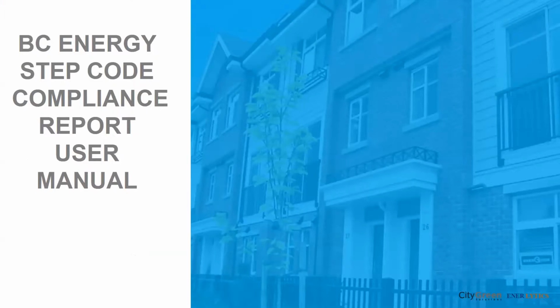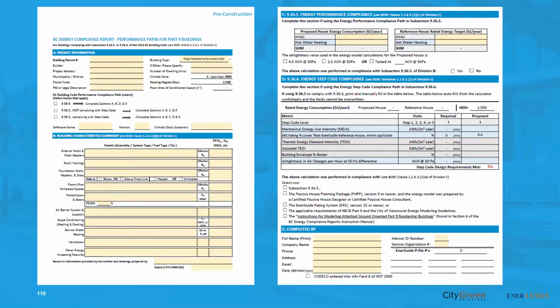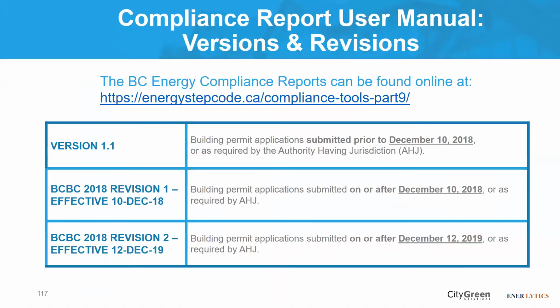In the next section of this presentation, we're going to focus on the BC Energy Step Code Compliance Report User Manual. The BC Energy Step Code Instruction Manual for BC Energy Step Code Compliance Reports is found on the BC Energy Step Code website, and it provides you with detailed instructions on how to complete the BC Energy Compliance Report. It's also important to note that each time there's a change in the BC Energy Step Code or an enhancement in the instructions on how to generate a BC Energy Compliance Report, these will be included in the compliance manual.